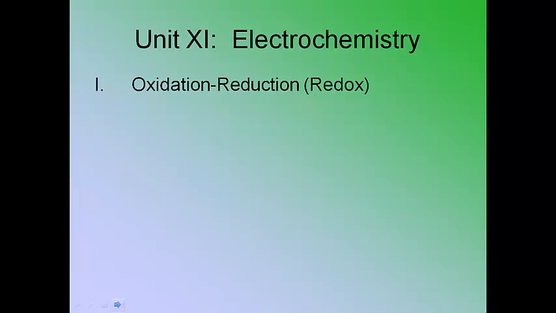Now, all electrochemistry reactions are what are called oxidation-reduction reactions, or sometimes deemed redox reactions. So redox reactions just refer to how substances gain or lose electrons. Now, I know up until this point we've been talking about atoms and molecules and moles governing reactions, but in reality it's actually the electron movement.